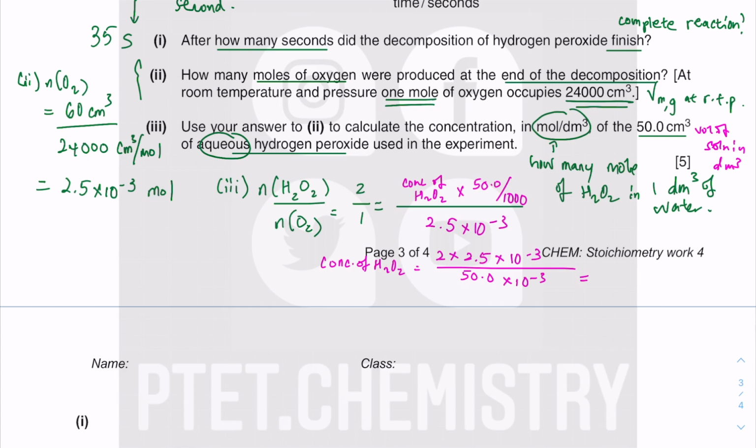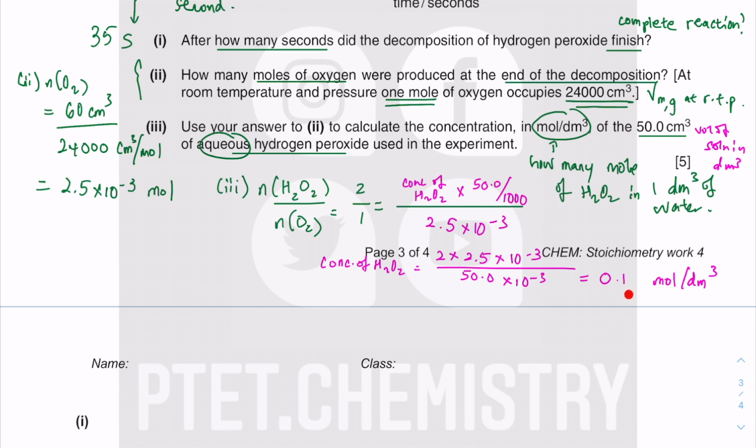I get the answer to be exactly 0.1 mole per dm³, because this was in mole per dm³ times dm³ gives me the mole, the actual mole of H2O2 reactant. Now, this is one significant figure. If you look at the answer here, this was two significant figures. This was 1, 2, and 3 significant figures. I would be hesitant to just leave it to one significant figure.